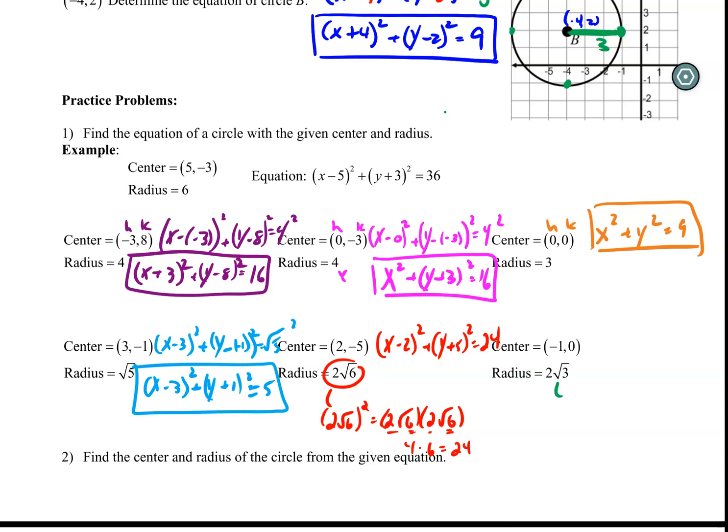Again, if I squared this whole thing, that's going to get me 4 times 3. 2 squared is 4, rad 3 squared is 3. So that gets me 12. So again, as a function of the equation, we have x minus a negative 1, which is plus 1 squared, plus y, no change, so just plus y squared, is equal to 12. And that's my answer.